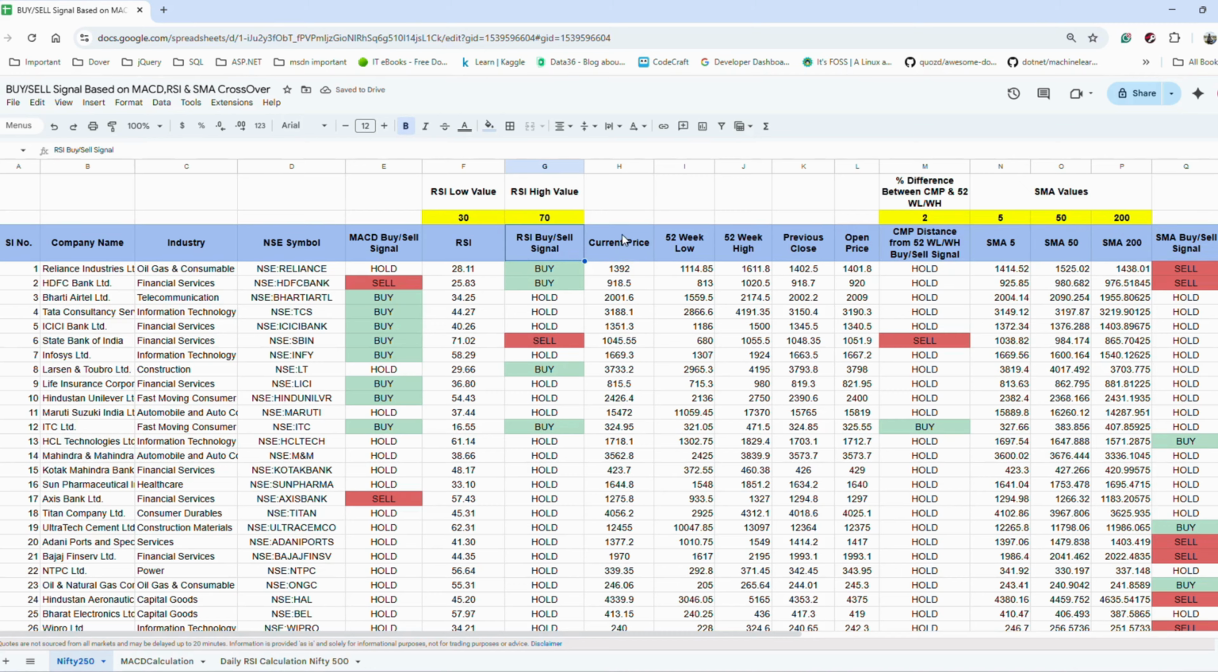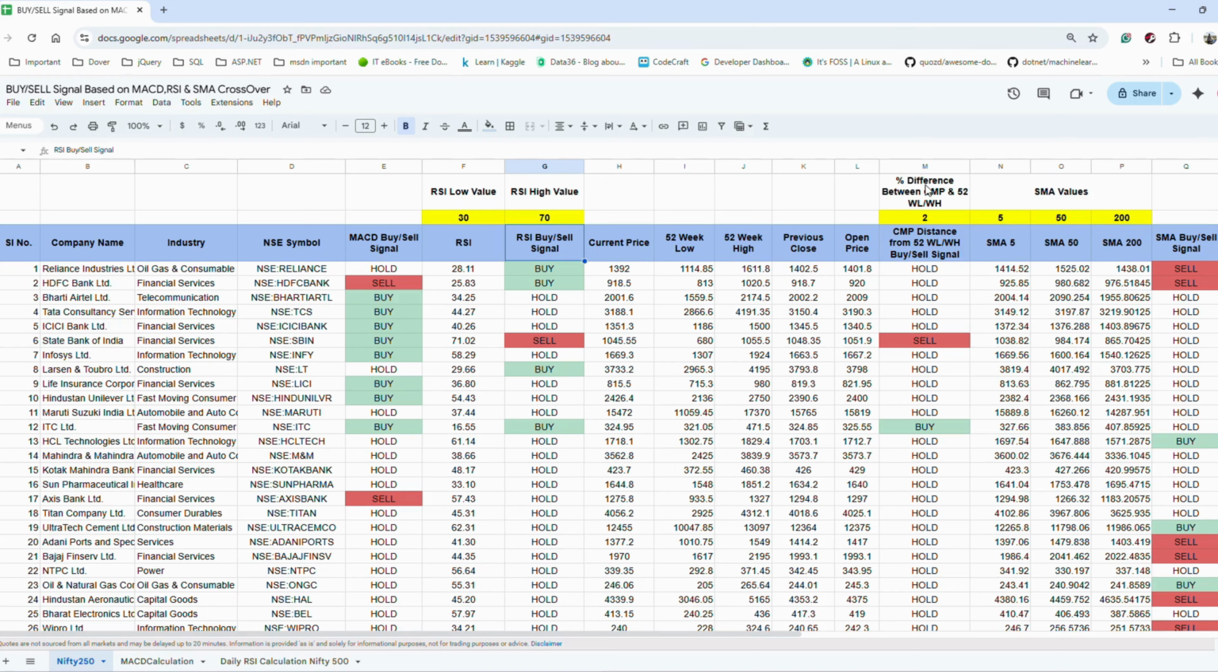Now then I'm calculating the current price, 52-week low and 52-week high. For the 52-week low and 52-week high, I am giving one more indicator: how near the current price is to its 52-week low and 52-week high. This is again a simple indicator, where we are saying if the current price is very near to its 52-week low, then buy, and if it is very near to its 52-week high, just sell the stock.